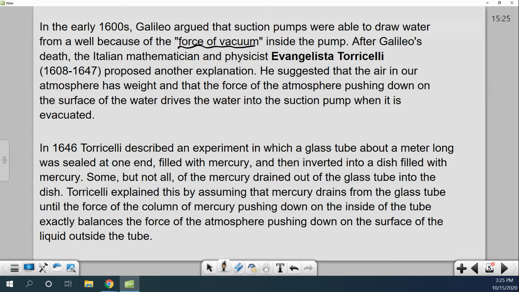Now, Galileo was wrong, and after he died, the Italian mathematician and physicist, and also his famous lab assistant, Evangelista Torricelli, proposed another explanation. He suggested that the air in our atmosphere has weight, and so it's not the vacuum that's pushing water or pulling water up, it's actually the weight of the atmosphere pushing down on the well that forces water up the tube, because there's no more air in there to push back on it.